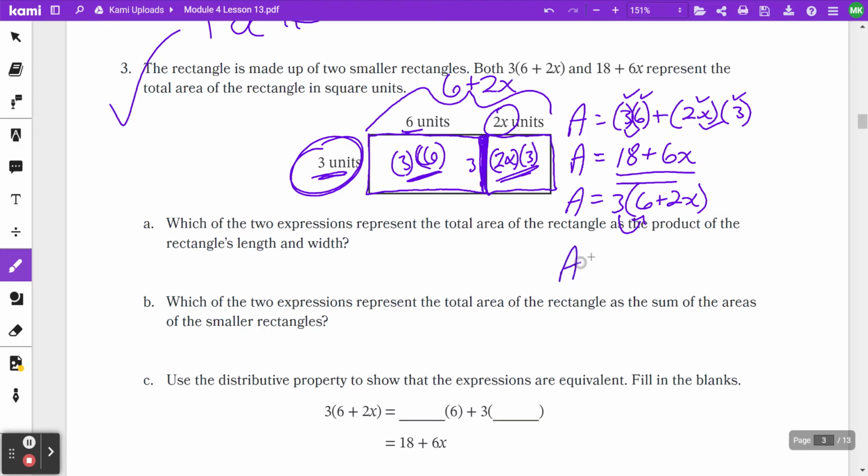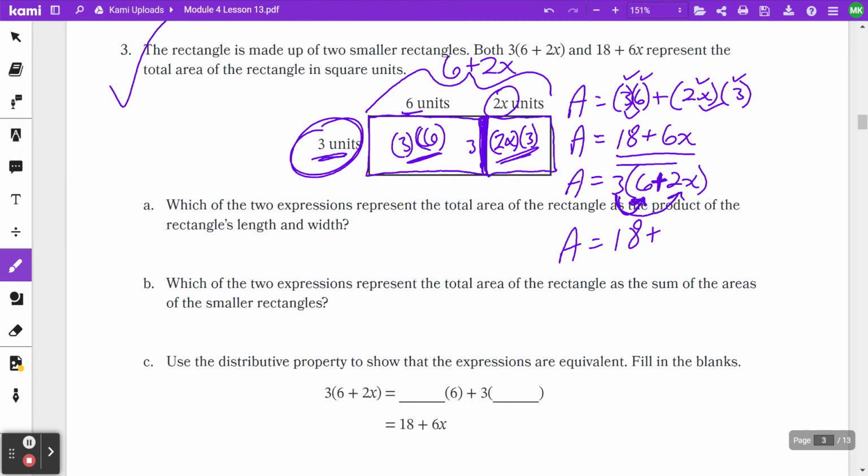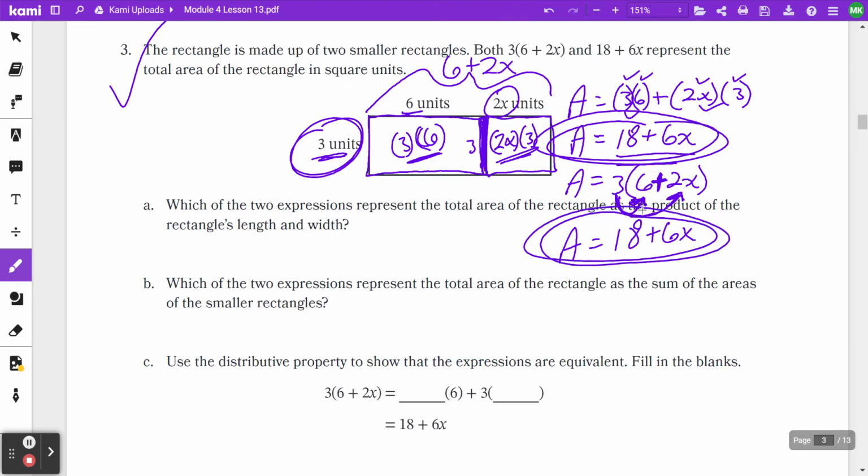Here's the magic, right? Using multiplication, 3 times 6 gives me 18, plus, there's that plus. You can do distributive property with subtraction, but this one's a plus. Distribute that 3 to this guy using multiplication. In other words, 3 times 2x, and you're going to get 6x. Look familiar? Check it out. There's this guy. There's this guy.